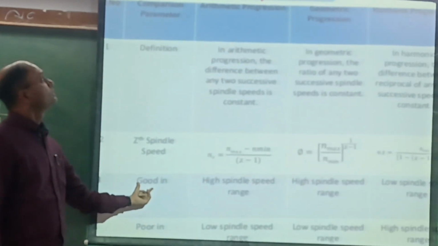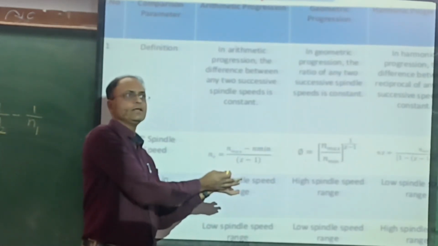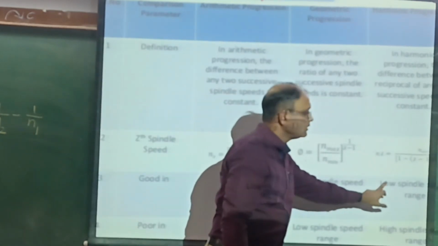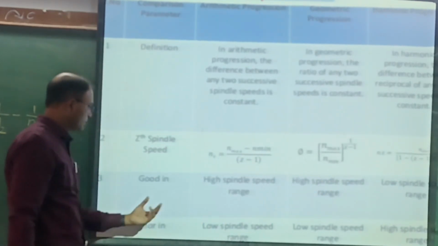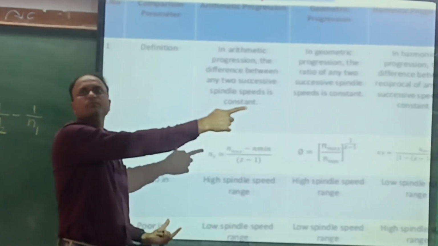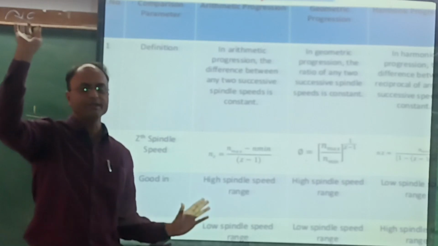So you can see arithmetic and geometric are good in high speed if you think collectively, but geometric is good in low spindle speed range. Okay, while these two are poor in high range, but harmonic is good in high range. High range is higher values of the speeds. Okay.